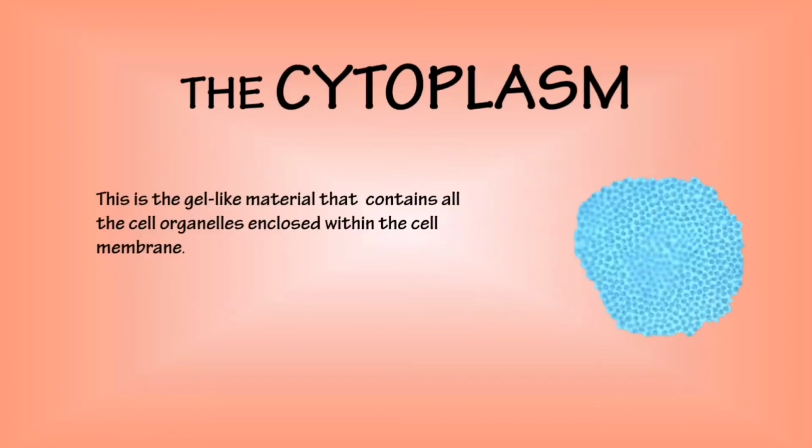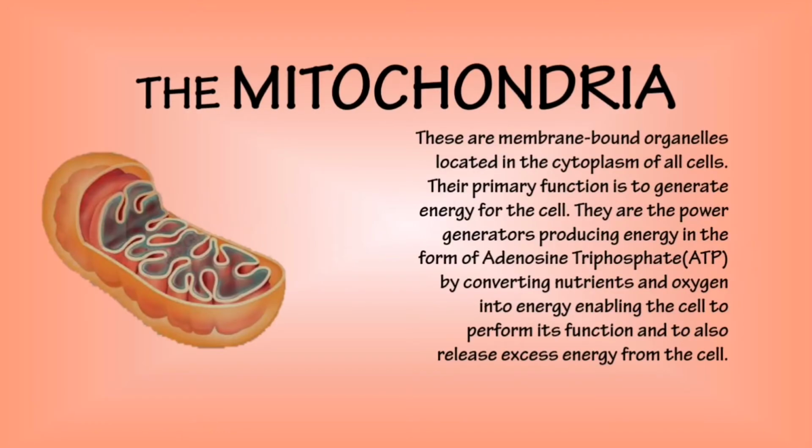The cytoplasm. This is a gel-like material that contains all the cell organelles enclosed within the cell membrane. The mitochondria. These are membrane-bound organelles located in the cytoplasm of all eukaryotic cells. Their primary function is to generate energy for the cell. They are the power generators, producing energy in the form of adenosine triphosphate, or ATP, by converting nutrients and oxygen into energy, enabling the cell to perform its function and to also release excess energy from the cells.